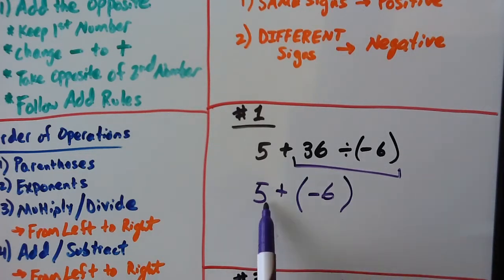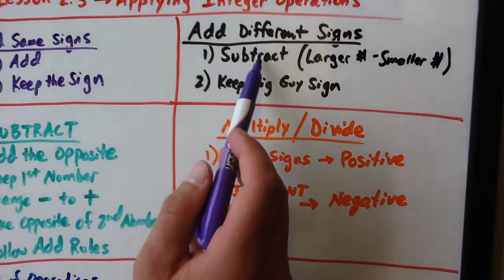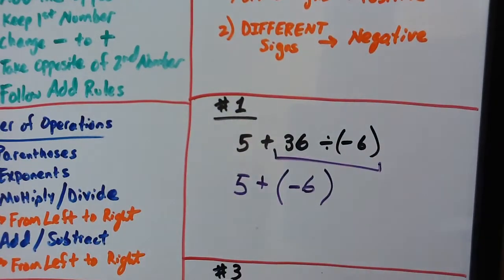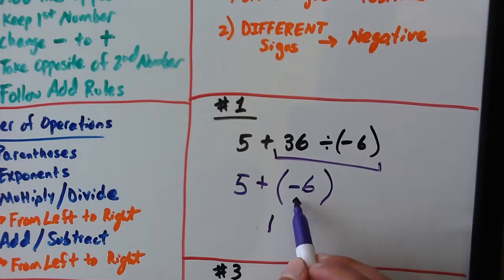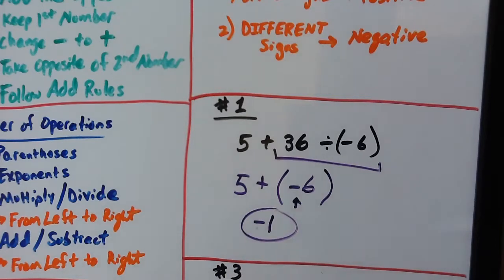So now I'm left with 5 plus negative 6. So I'm adding integers with different signs. If I add with different signs, I subtract and keep the big guy sign. So let's subtract. 6 minus 5 is 1, and keep the sign of the big guy. 6 is the big guy, right? It's furthest away from 0, and so I keep its sign. So my sum here, 5 plus negative 6, is negative 1.